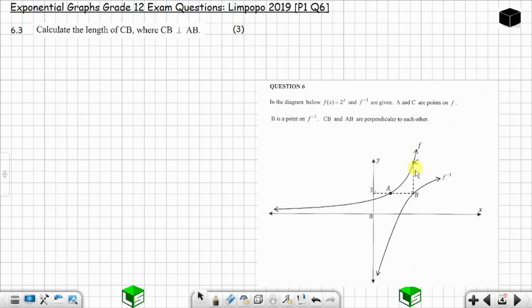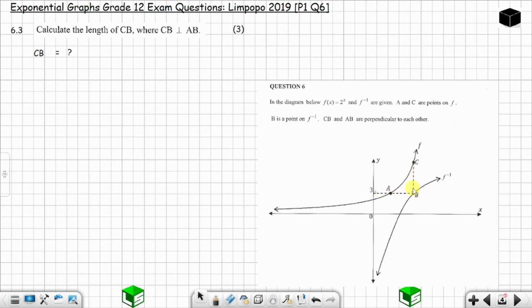You can see now you are going to need the y-coordinate of C minus the y-coordinate of B. So you start from the top minus what you have at the bottom. Because it is the vertical distance, you need to get the y-coordinate of C minus the y-coordinate of B. The question is 3 marks. Let's do it. So you have to get what? CB. What is the length? CB. We are going to need the y-coordinate of C minus the y-coordinate of B.